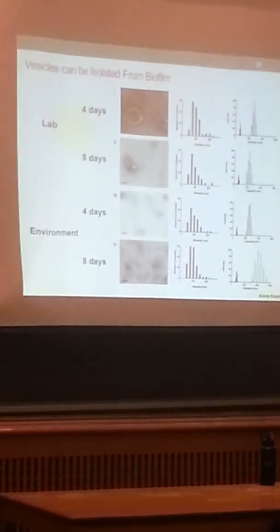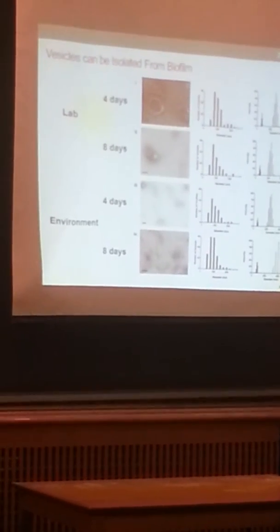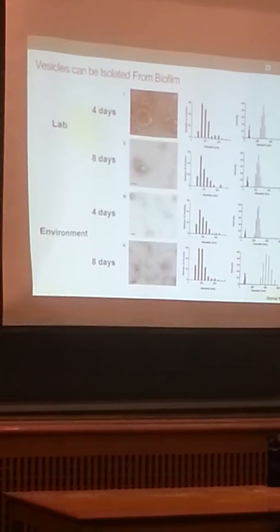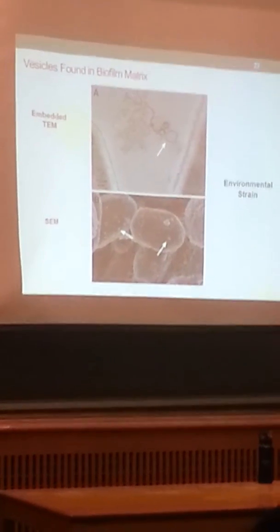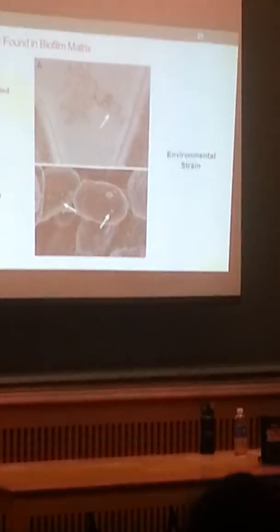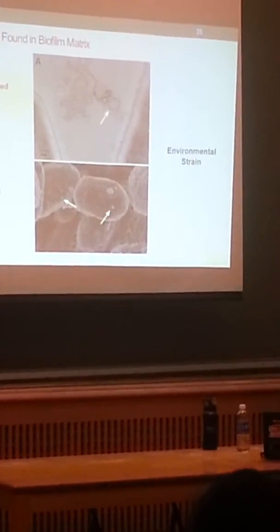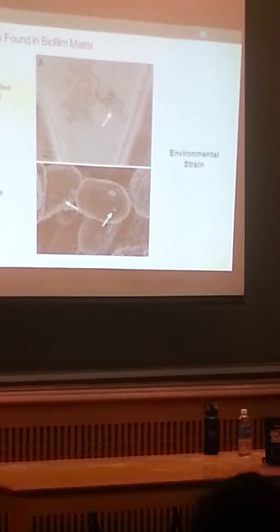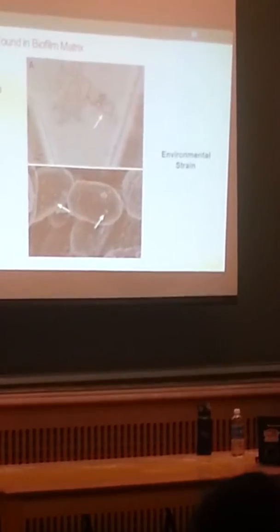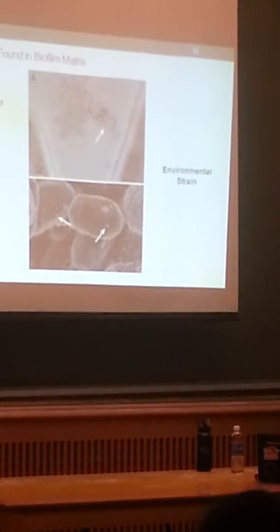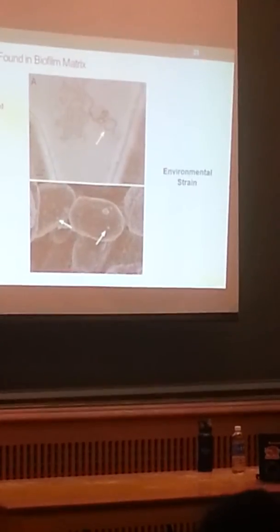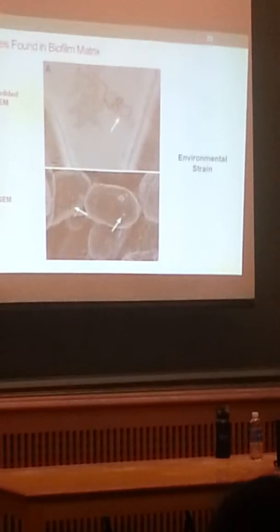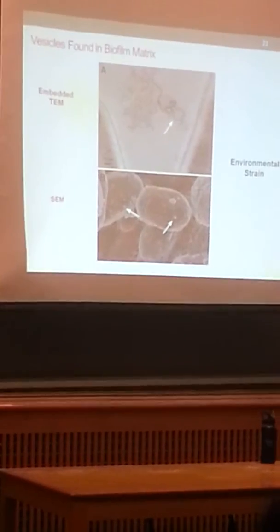Also, we wanted to find out if we could actually see the vesicles within the biofilm instead of just isolating them from the biofilm. So this top image shows an embedded TEM, a slice through the biofilm, and as you can see, there are some vesicles present. And we also did some SEM of a biofilm where this SEM sample was actually frozen and cut in the middle, so you're looking at the inside of a biofilm. You can see there are vesicle protrusions that we've seen before breaking the cell. So this is really interesting.